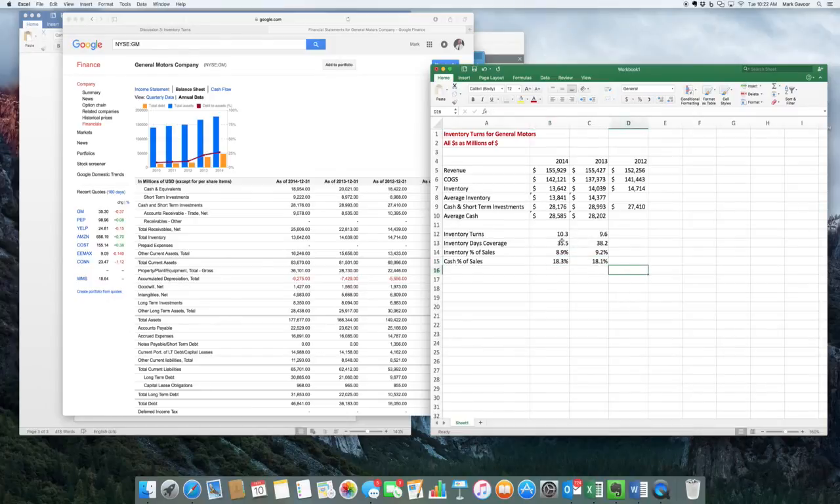And there you go. So you have taken, let's make this bold. You know, my favorite color for these things is the light blue heading. And there you have it. You have calculated inventory turns, inventory days coverage, inventory as a percentage of sales, and cash as a percentage of sales, just using information you've gotten from Google Finance.